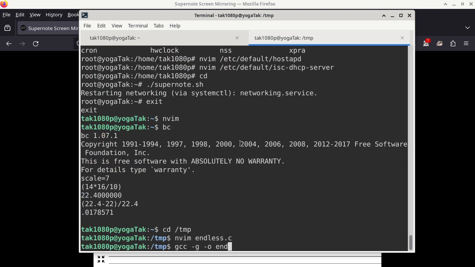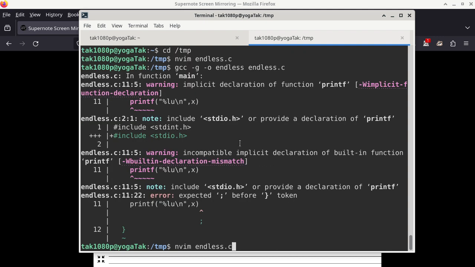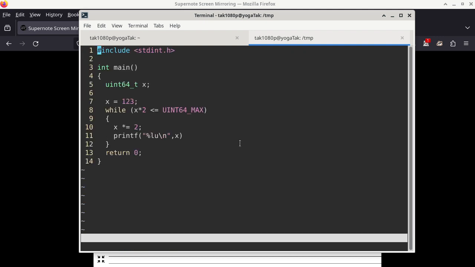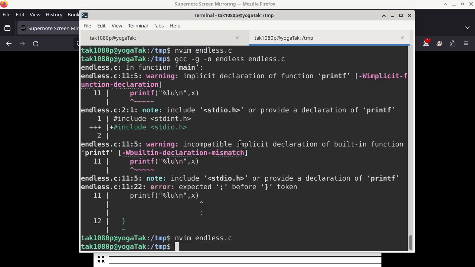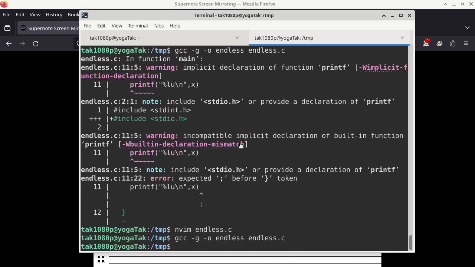gcc -g -o endless endless.c. Okay, it doesn't like it because I forgot to do a few things. I forgot to #include stdio.h and I'm missing the semicolon because I've been programming in JavaScript, which does not need that semicolon at the end of a statement. There we go.